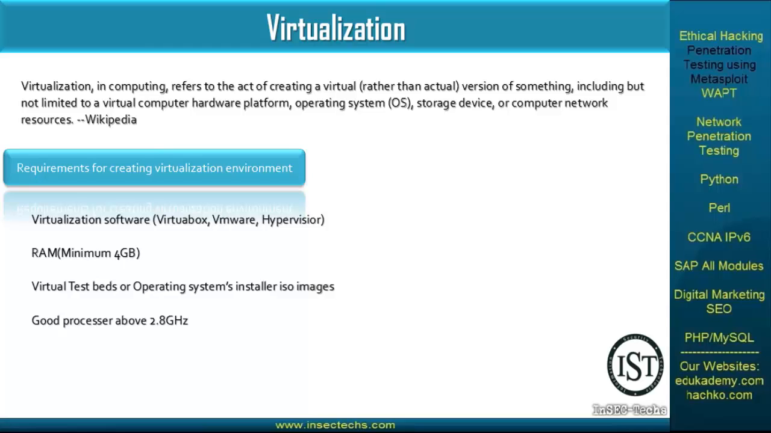And coming to a good processor, not a bad one, I recommend 2.8 gigahertz or above. If you have above 2.8 gigahertz, that's the best thing.